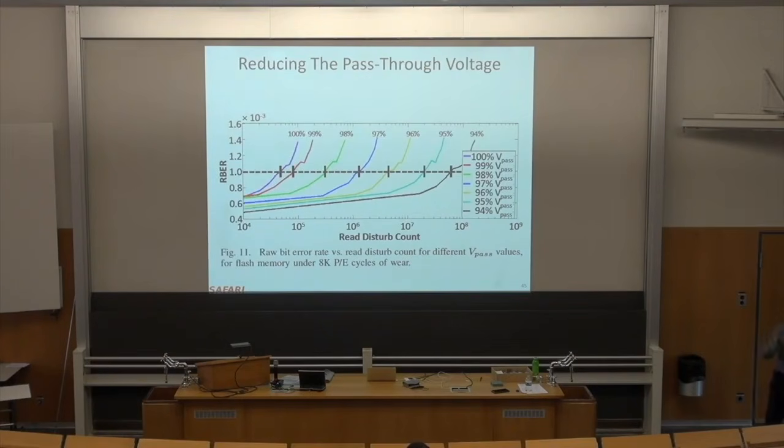less than 10,000 read disturbs. Now, if you actually lower the pass-through voltage a little bit, the curve starts shifting right, as you can see. If you lower it to 94%, the curve is over here, which means that your tolerable read disturb count is much higher. It's more than 10 to the 7. Right? So that's the idea. If you can use a 6% lower pass-through voltage, you can actually reduce your bit error rate significantly, and you can have much more read disturb count that you can tolerate. And that's the idea over here.